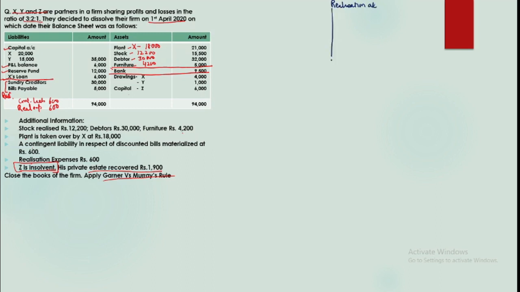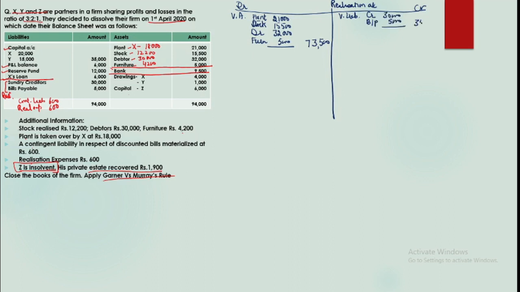So our realization account will be prepared in the normal format. Alright, so we are having a closure of various assets. So plant 21,000, stock 15,500, debtors 32,000, furniture 5,000. That means when we close these assets, 73,500. Various liabilities and provisions being closed here, creditors and bills payable 30,000 and 5,000, so 35,000.